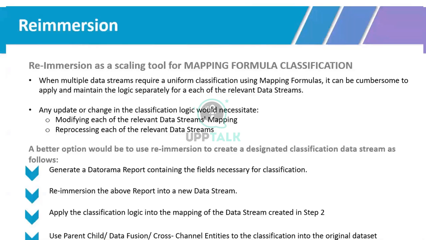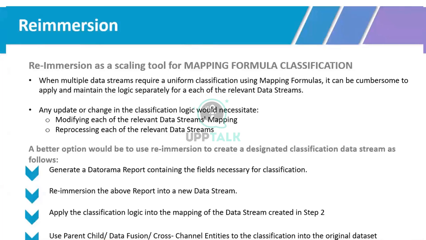What is a better option? Generate a Datorama report containing fields necessary for classification. Re-immerse the above report into a data stream. Apply the classification logic into the mapping and then use parent-child data fusion cross-channel entities to do the classification. I hope by now you've understood theoretically. Practically, we will take it up.